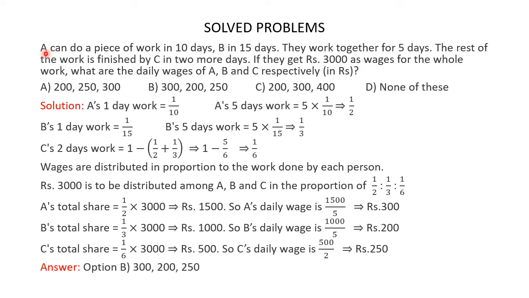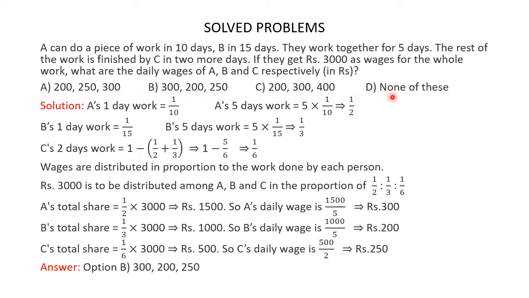A can do a piece of work in 10 days, B in 15 days. They work together for 5 days. The rest of the work is finished by C in 2 more days. If they get rupees 3000 as wages for the whole work, what are the daily wages of A, B and C respectively in rupees? You are given 4 options here and you have to find out which of these options is the correct one.